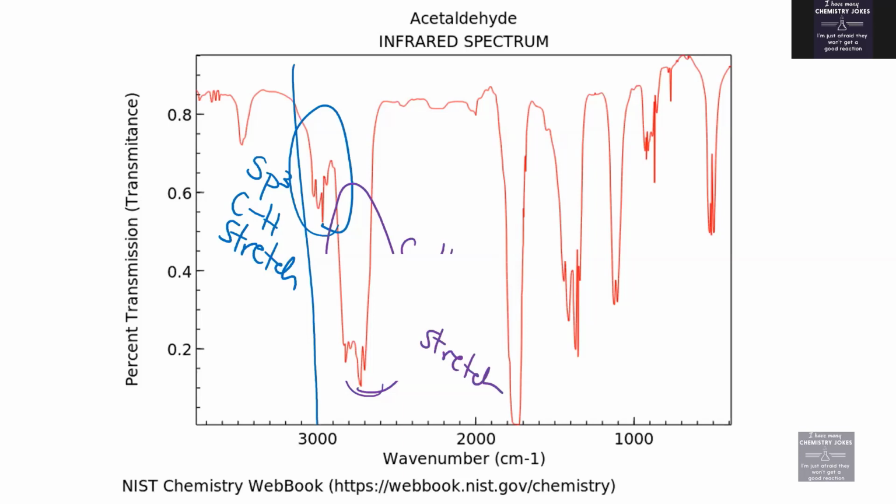And the final stretch that we see in an aldehyde spectrum is this one. This thing is out there in the functional group region, so we need to label it. That is known as the C double bond O stretch.